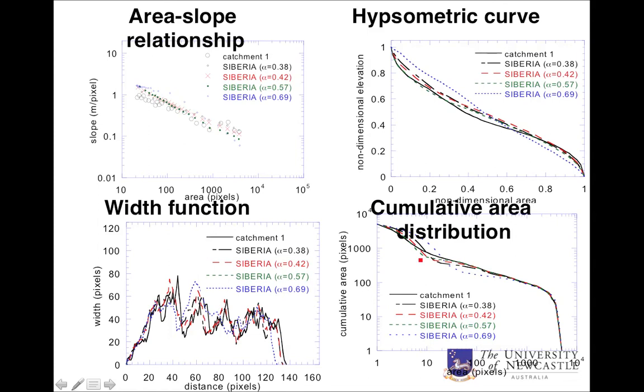There's also a cumulative area distribution that's sort of related to this. So we have the cumulative area in pixels on that axis, and the number of pixels on this axis. And again, a lot of the parameters look like they reproduce that pattern reasonably well to the observed. And finally, we have what's called a width function. And the width function is really, you can think of it as we progressively move upstream from the outlet. So this is distance in pixels. This is distance upstream from the outlet.